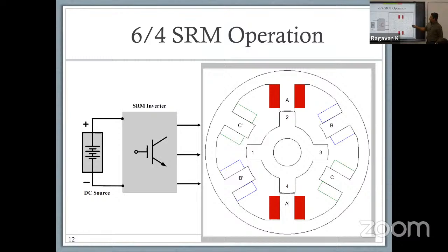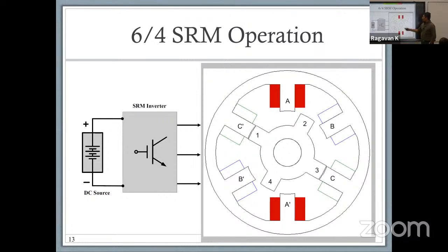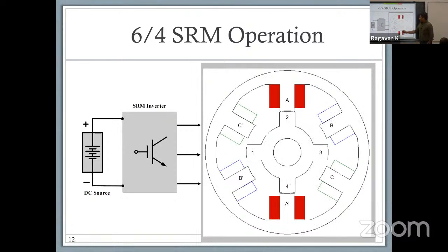So this is essentially the 6-4 SRM, just to show you how this works. I normally would use an animation, but since an animation doesn't work, I'm using figures here. So you go from the aligned position for phase A prime, and then you align. So phase A is aligned, and then you can basically align either B or C. Depending on which direction you want to move, you would either align phase C prime or B and B prime.